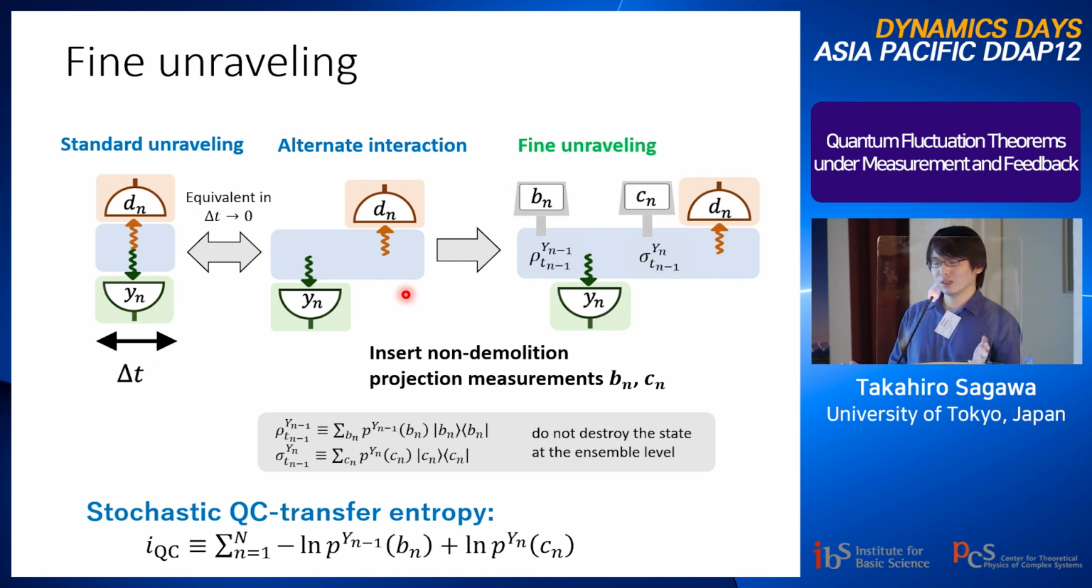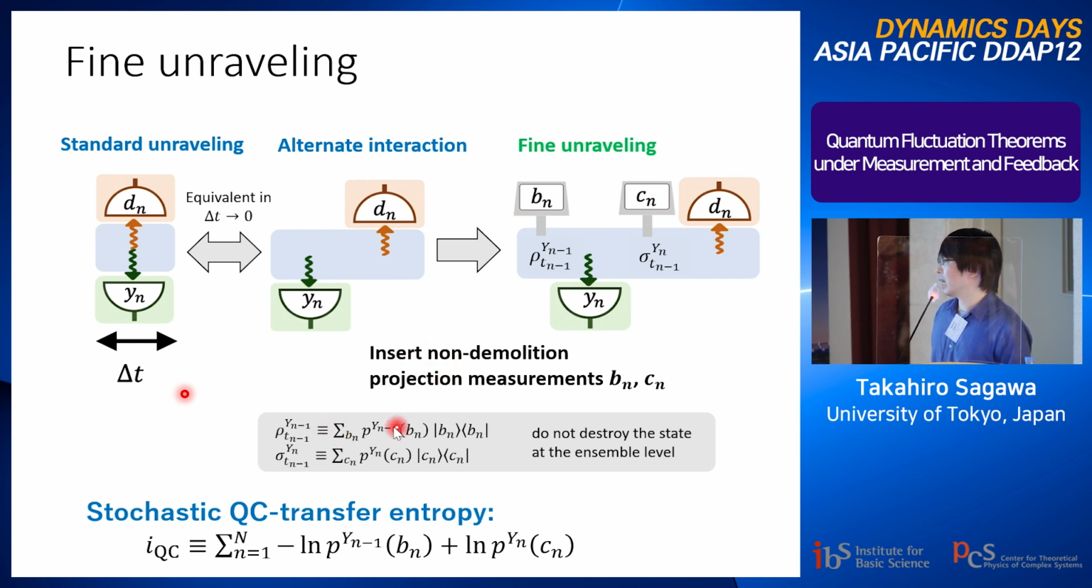But in order to introduce the stochastic QC transfer entropy, we need to perform additional projection measurements on the system. For that purpose, we first mathematically deform this setup to this one. This is nothing but the Trotter decomposition. We just shift the timing of the measurement and the dissipation into the heat bath. Then we insert some projection measurements immediately before and after the measurement by the apparatus, and we get some measurement outcomes, Bn and Cn.